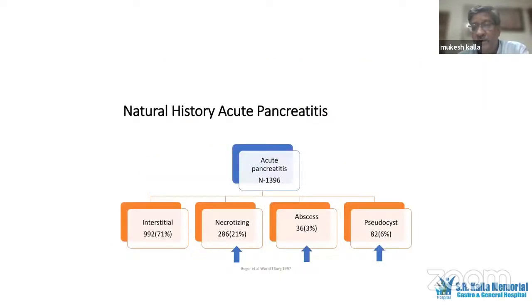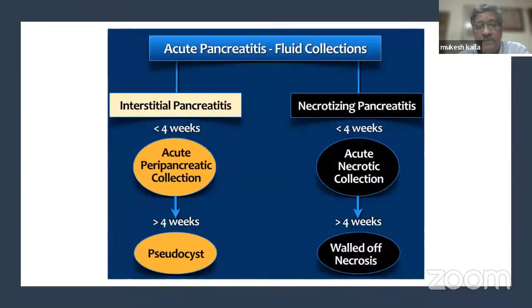As we all know, we'll go through the natural history of acute pancreatitis. 71% of patients have a milder disease, but at the same time, 21% have necrotizing pancreatitis and 6% have a symptomatic pancreatic pseudocyst, which requires intervention. In the milder form of the disease, up to 4 weeks there are acute peripancreatic fluid collections, which later, after 4 weeks, develop into pancreatic pseudocyst. For patients with necrotizing pancreatitis, these necrotic collections after 4 weeks will become walled-off necrosis.